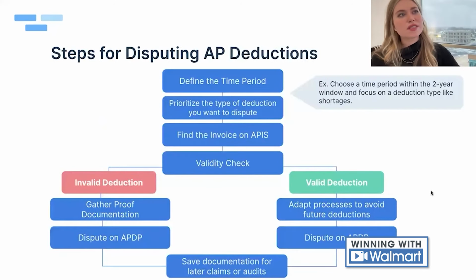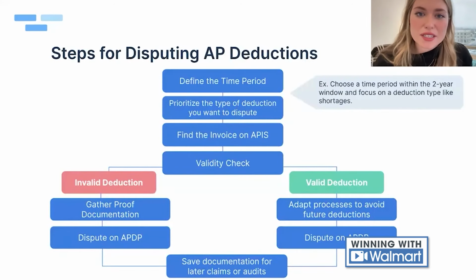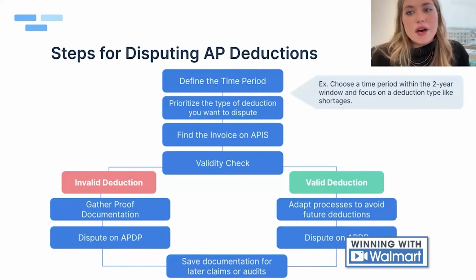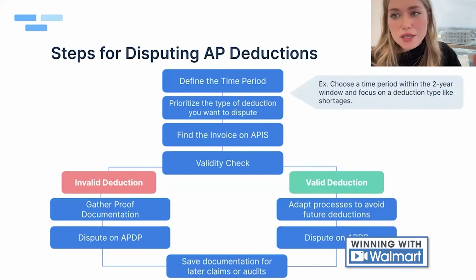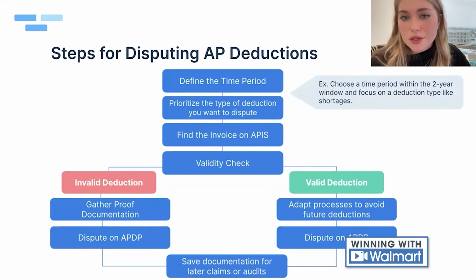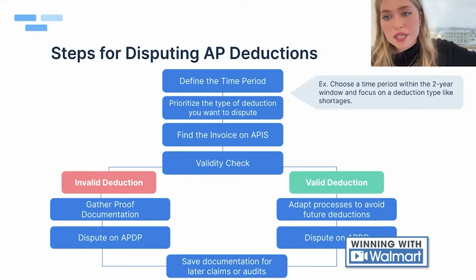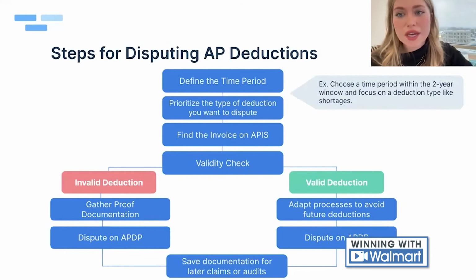Okay, what are the steps for actually disputing an AP deduction? This is what we suggest as a best practice after talking to hundreds of different suppliers. Usually where I like to start is to go as far back as I possibly can within that 2-year window, and focus on a specific type of deduction.